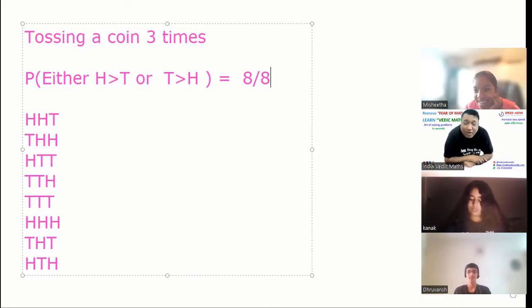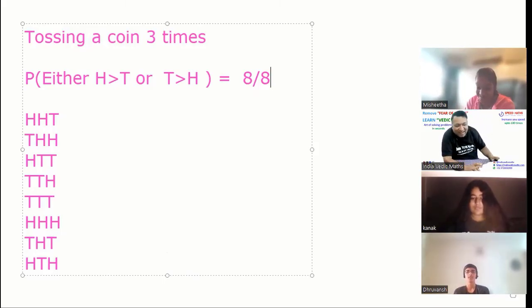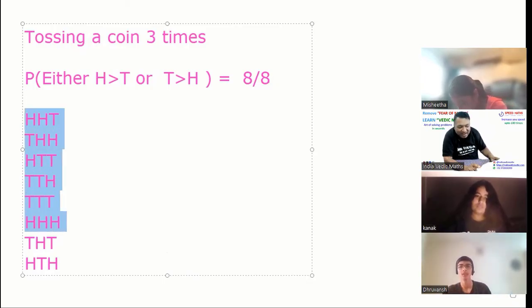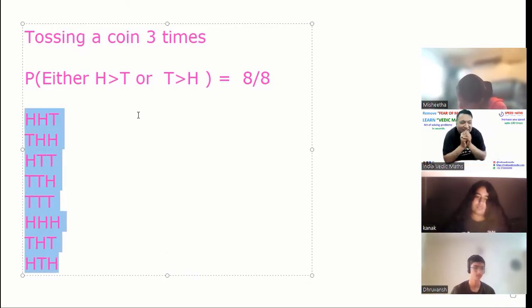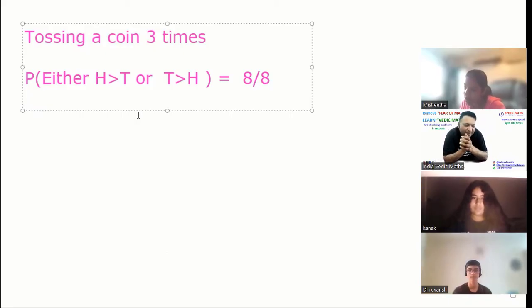See, I told you earlier, guys, either heads will be more or tails will be more. What else is possible? Correct, Dhruvaj? Either heads will be more or tails will be more. So what is the deal? Yes, correct, good. Cool. I tricked you, okay? This is how it works. So the probability is 100% or 1, or it is a sure event.